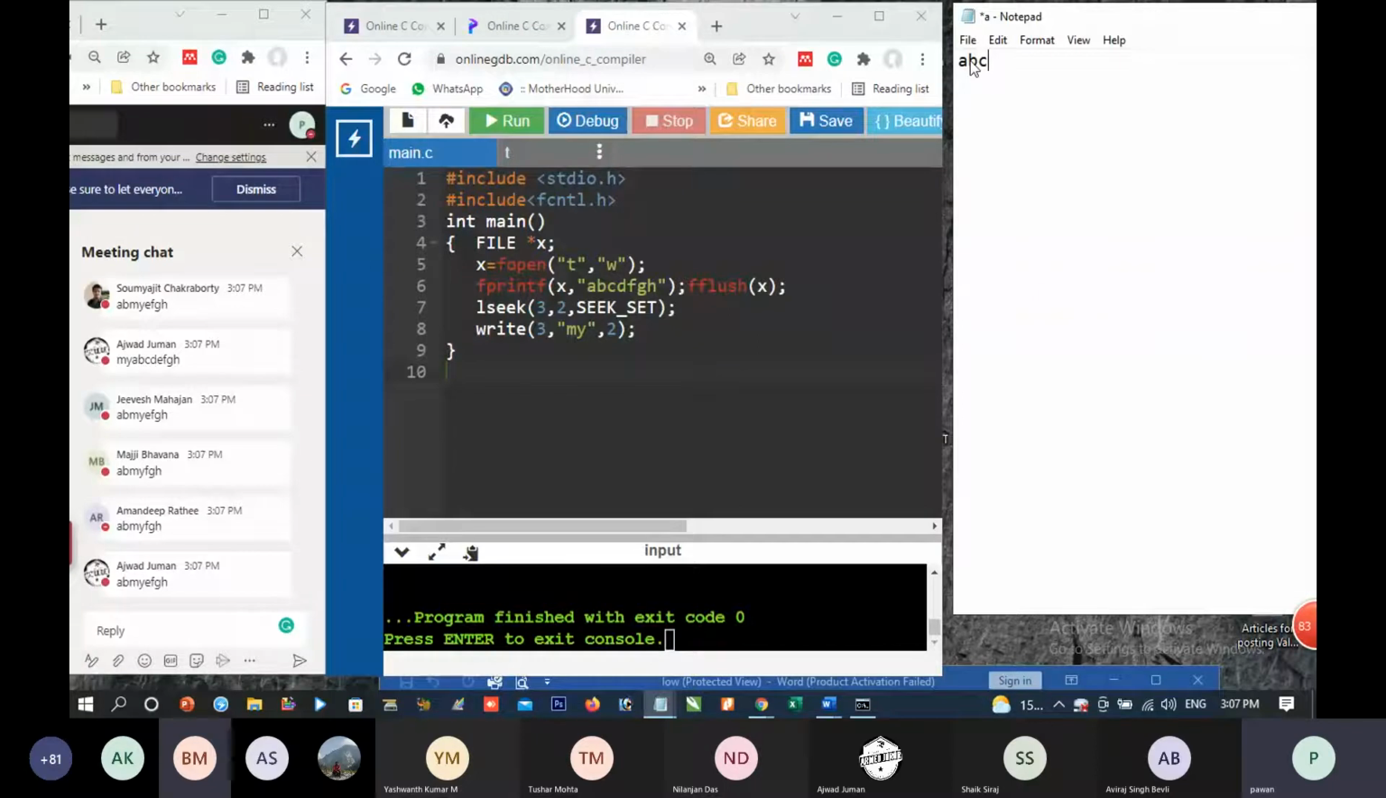Initially, A, B, C, D, E, F, G, H is written into the file. This has been done initially. Location of A is 0. It is 1, 2, 3, 4, 5, 6, 7. These are the various locations. Is it correct? Yes.